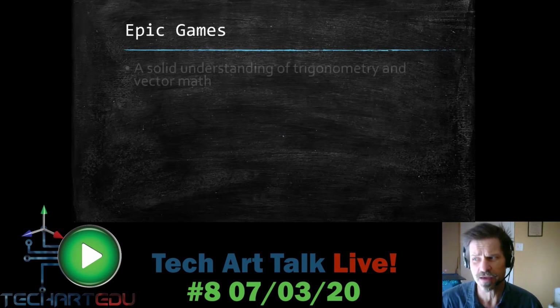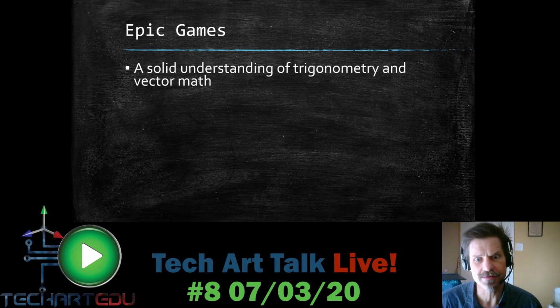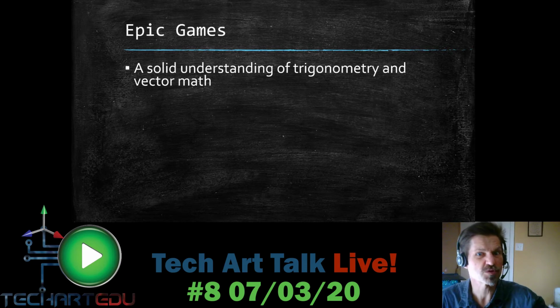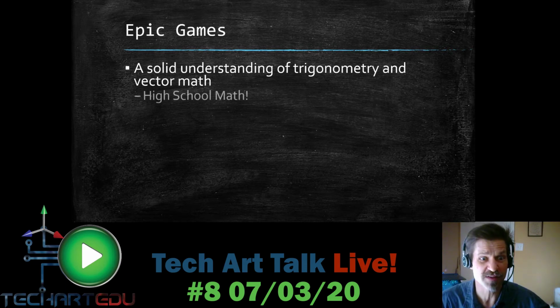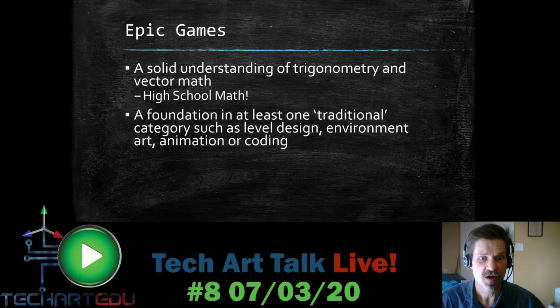Now let's look at Epic Games. They say a solid understanding of trigonometry and vector math, aka this is middle school or lower high school math. Okay, this is all high school math. This is something very attainable. A foundation in at least one traditional category, such as level design, environment art, animation, or coding. They want you to have some kind of area of specialization before you go in.